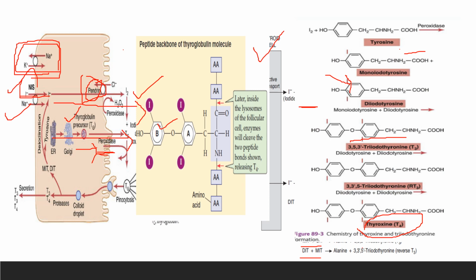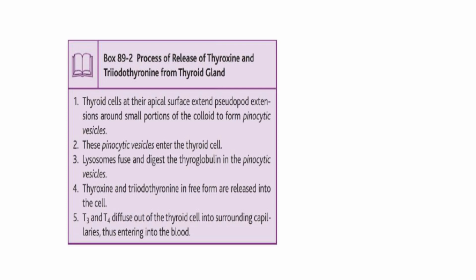So when such signals are there, what happens? We can see now that the thyroid cells at their apical surface extend pseudopod extensions around small portions of the colloid to form the pinocytic vesicles. These pinocytic vesicles enter the thyroid cell. Lysosomes fuse and digest the thyroglobulin in the pinocytic vesicles. Thyroxine and triiodothyronine in free form are released into the cell. T3 and T4 diffuse out of the thyroid cell into surrounding capillaries, thus entering into the blood.